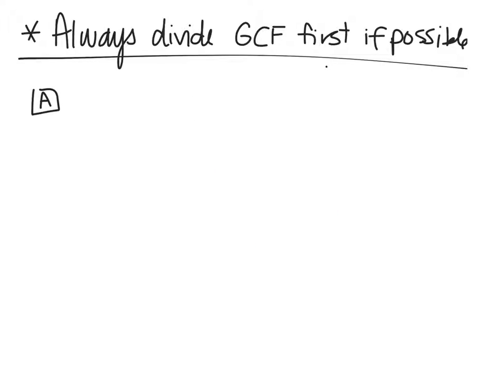So the first thing you're going to want to note is that you always want to divide the GCF out first if possible. And I think you probably remember that. So this first equation we're going to do, we're going to factor y equals 4x squared minus 8x. So the first thing we want to do is see, is there anything that's in common for both of those? And I can divide a 4 by both of those, but also an x.